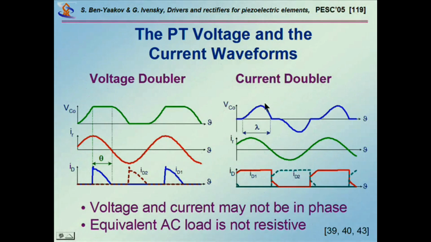Now, for the current doubler, it's a different situation, because here there's no clamping of a voltage. There is a voltage which is changing, but then there is a clamping of current, and this is the current of the two inductors of the current doubler. So it's a different waveform here. The key factors are this conduction angle, which is a function of the operating point, the characteristic of the element, etc.